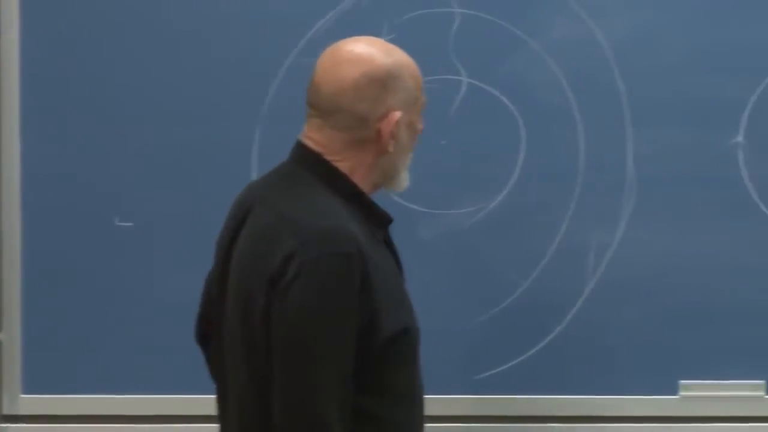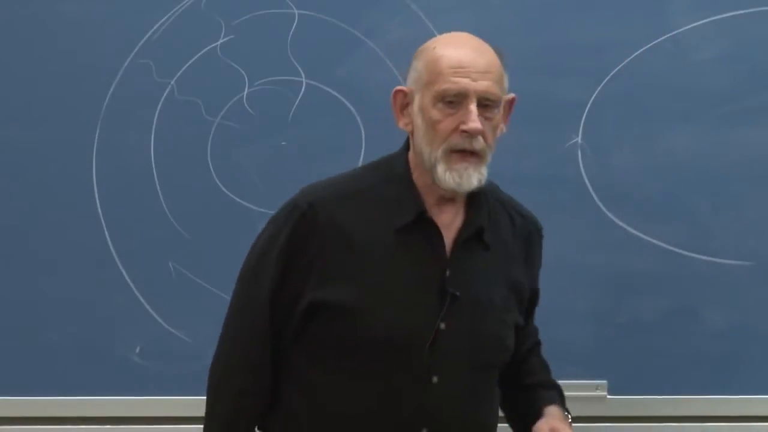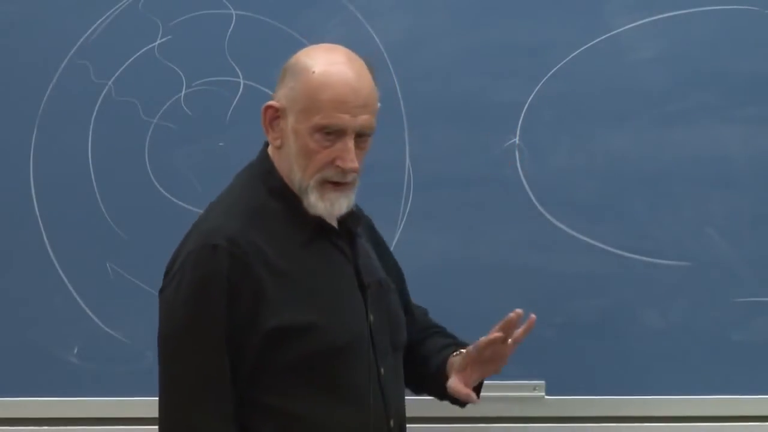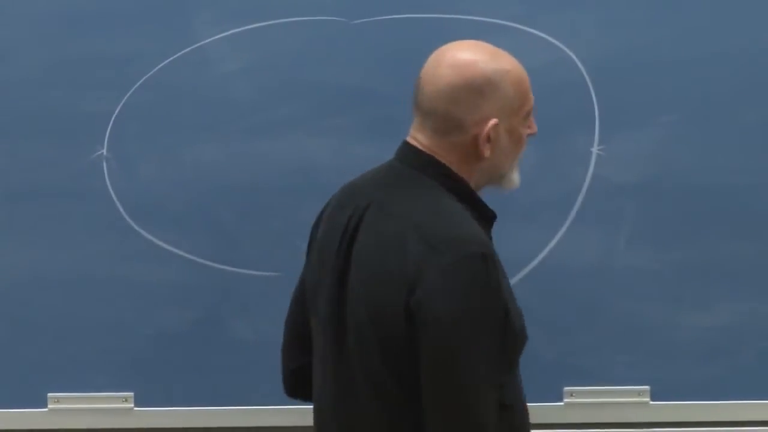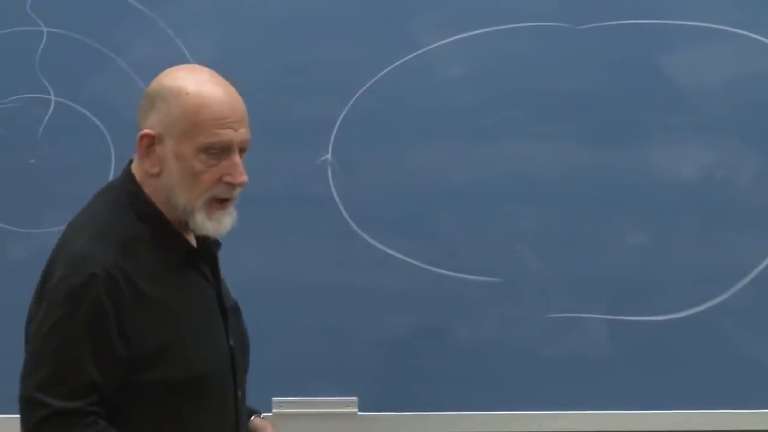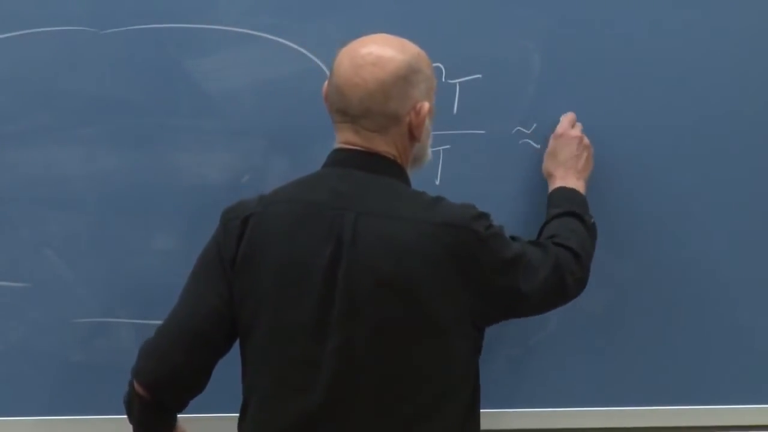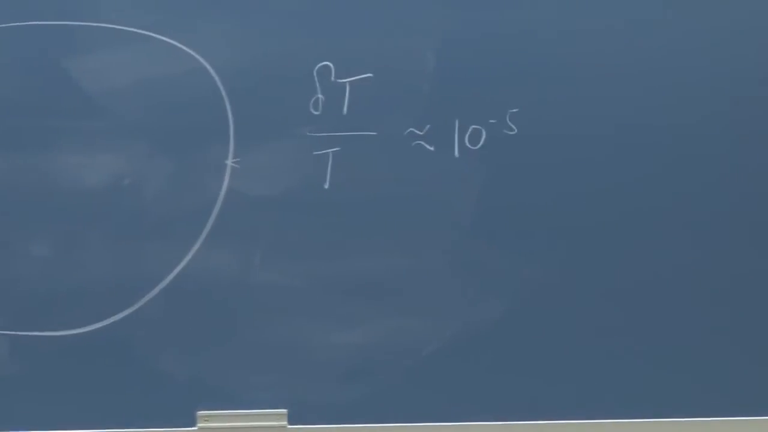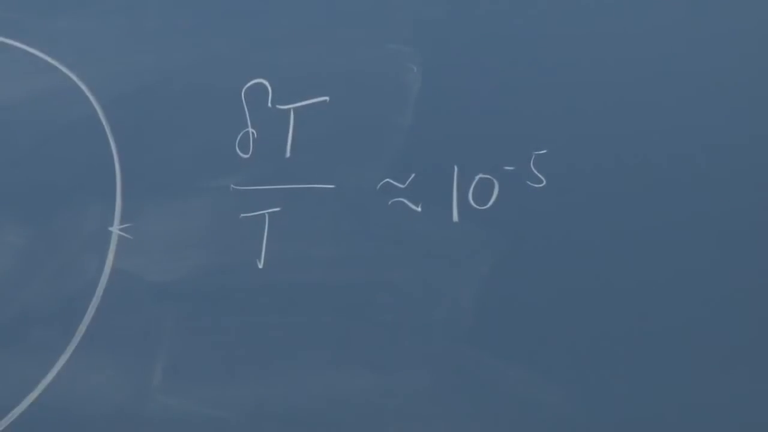The WMAP map is exactly a map of the temperature distribution, okay? Now, the temperature distribution is very close in all directions to that good old 2.7 Kelvin, but it varies a little bit. And in fact, the variations in the temperature, the fluctuations, meaning the inhomogeneities, divided by the average temperature itself, are of order 10 to the minus 5. 1 part in 100,000. That's very difficult to detect, obviously. Anything that's 1 part in 100,000 is hard to detect.